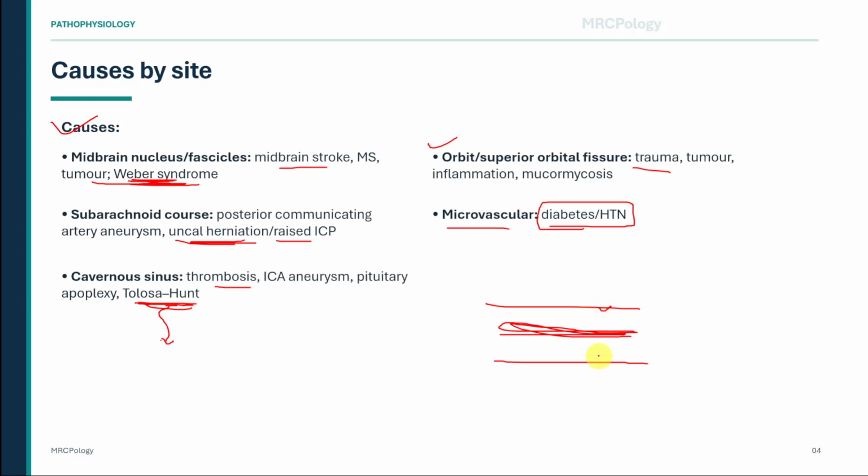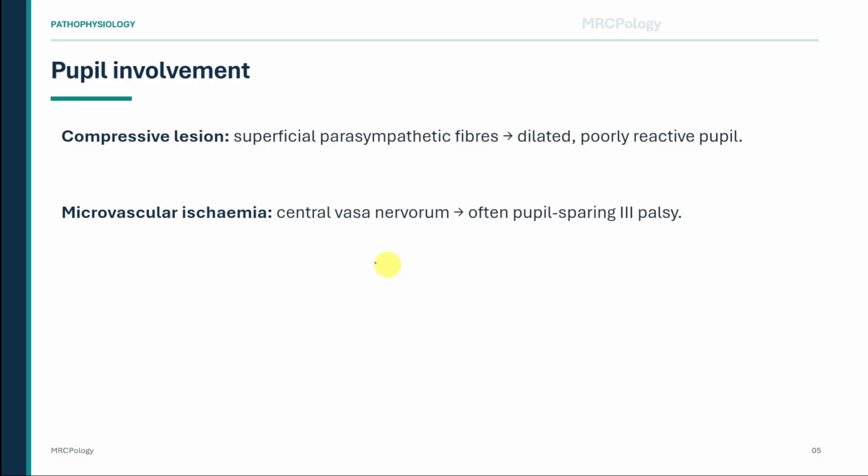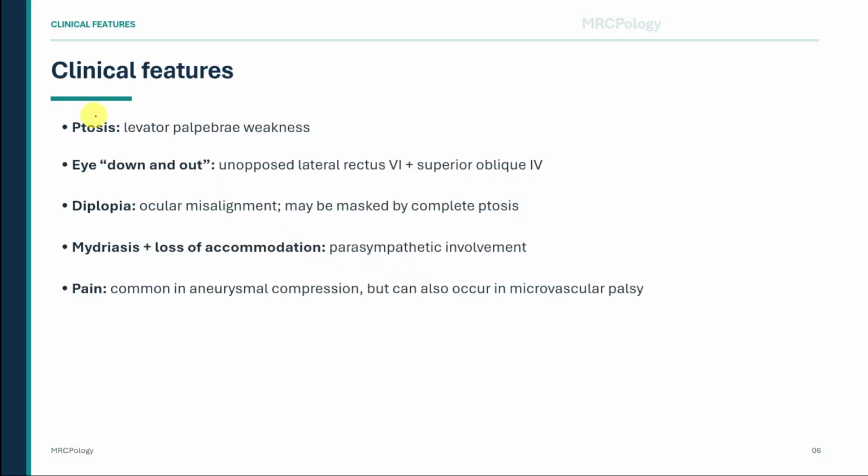But the key is that microvascular palsy should be a diagnosis made carefully, not casually, because missing an aneurysm is catastrophic. So how do we diagnose and investigate? A new third nerve palsy needs urgent assessment. Start with the bedside pattern.